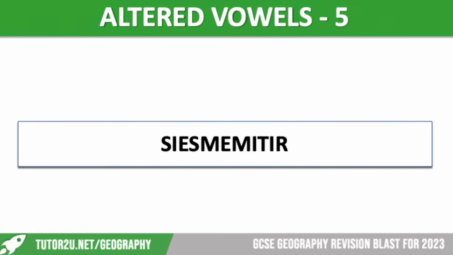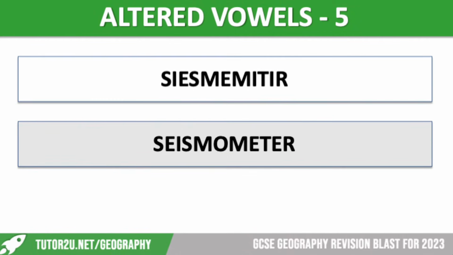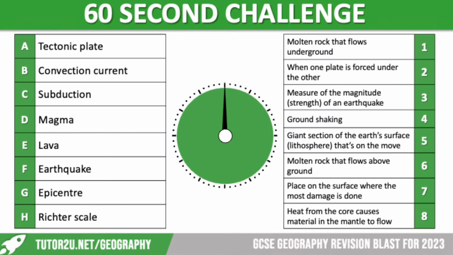Finally, let's reveal. It is seismometer. So this is a machine that measures the vibrations from an earthquake. Well done if you got all 5 correct. If there's any of those that you're not sure about, go away and have a look at those definitions and try and remember those. It's really important to learn your key terms.